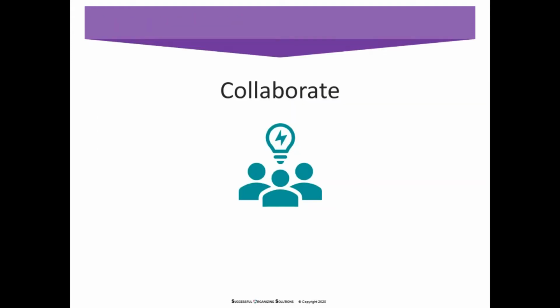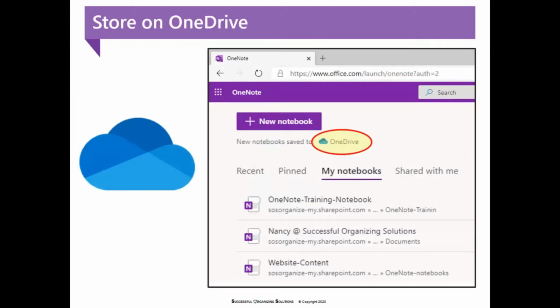One of the biggest benefits to OneNote is the ability to collaborate with others. But the notebook does need to be stored in a location that allows sharing, such as OneDrive. So this image shows OneNote on the web. Everything else I've showed you is OneNote Desktop 2016. And as you can see here, all new notebooks will be saved to OneDrive.